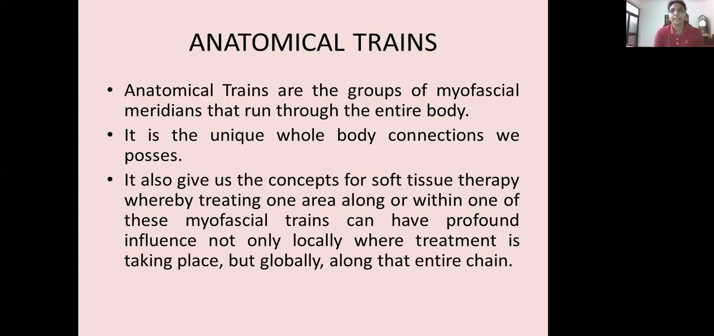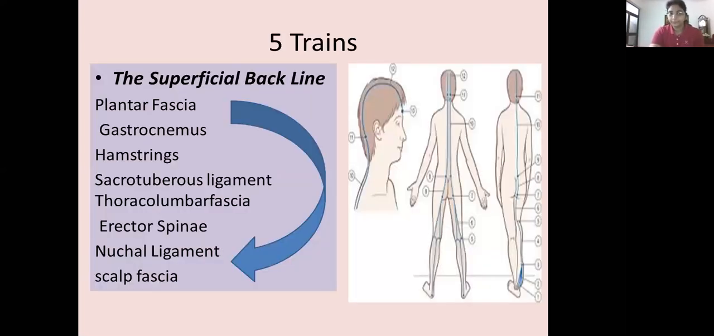So suppose we treat the plantar fascia of the foot, then the hamstring will also release. If somebody is not able to bend fully, and we think of hamstring stretching, and suppose after that also there is no response, and we stretch the fascia, then also we can have the increased range. So we have basically 5 trains according to Myers.